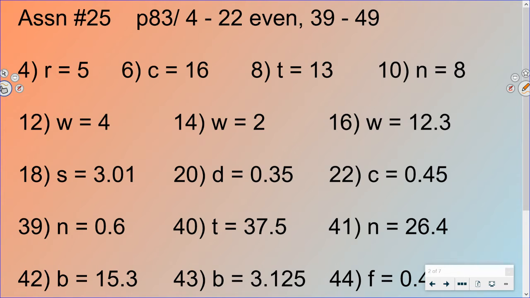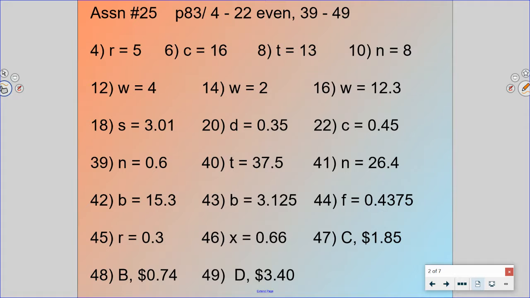Pause for a moment, head on back to the assignment. Hit pause, come on back when you're ready.